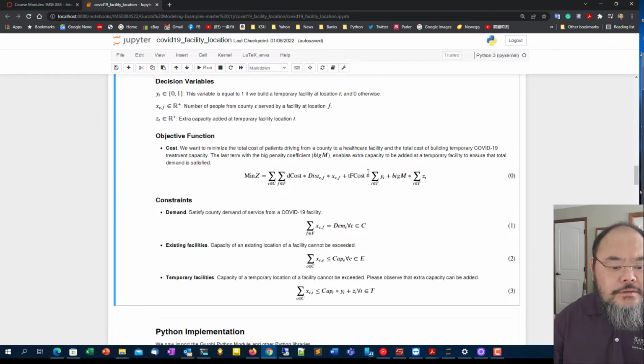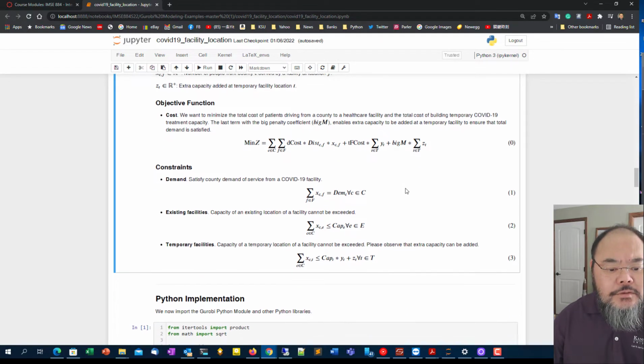So here is the second term. The third term is, do we want to increase the capacity for the temporary facility with currently a big M, which is a large number, and trying to not let this happen.